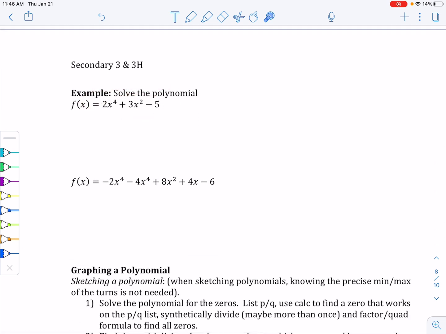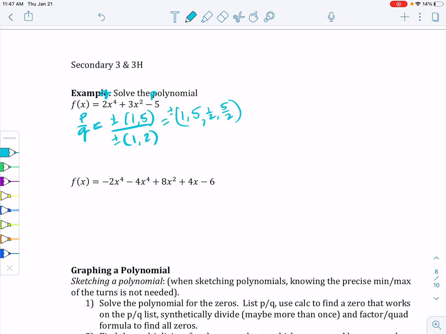So if we look at this one, I'm going to start with my p over q. Again, the constant is p, the leading coefficient is q, so p over q is plus or minus 1 and 5 over plus or minus 1 and 2. So I get 1 and 5 divided by 1 is just 1 and 5. 1 and 5 divided by 2 is a half and 5 halves.